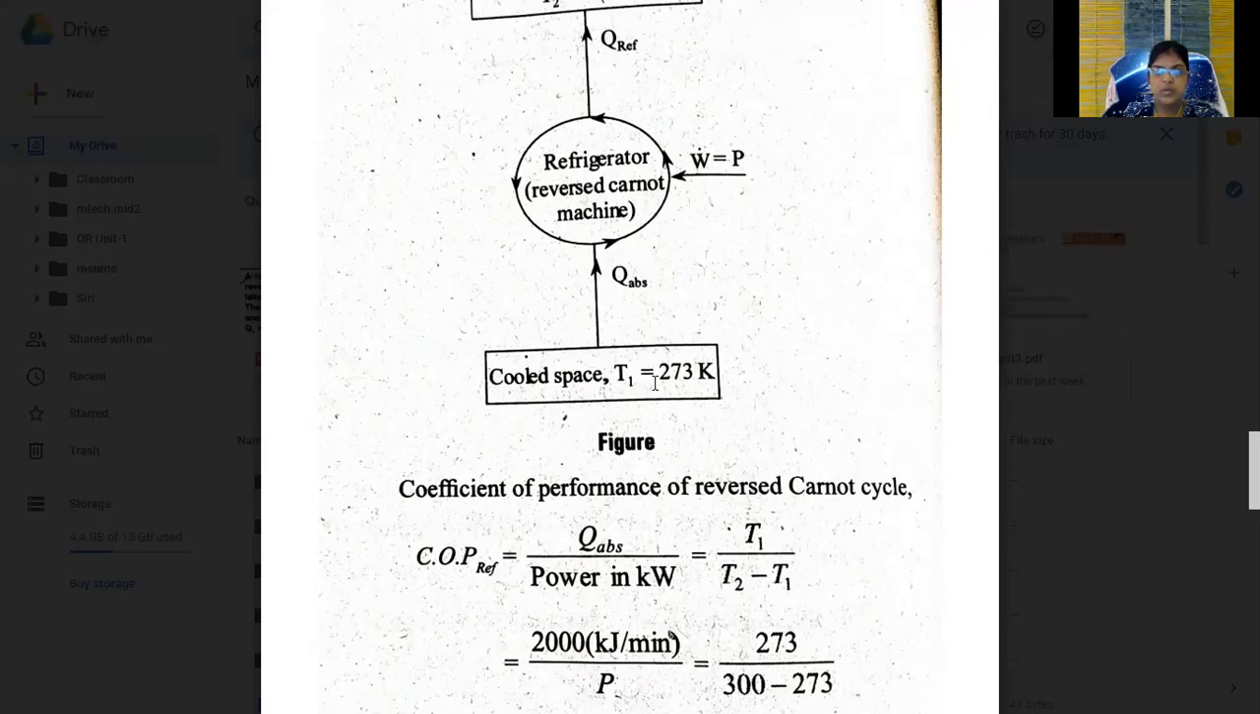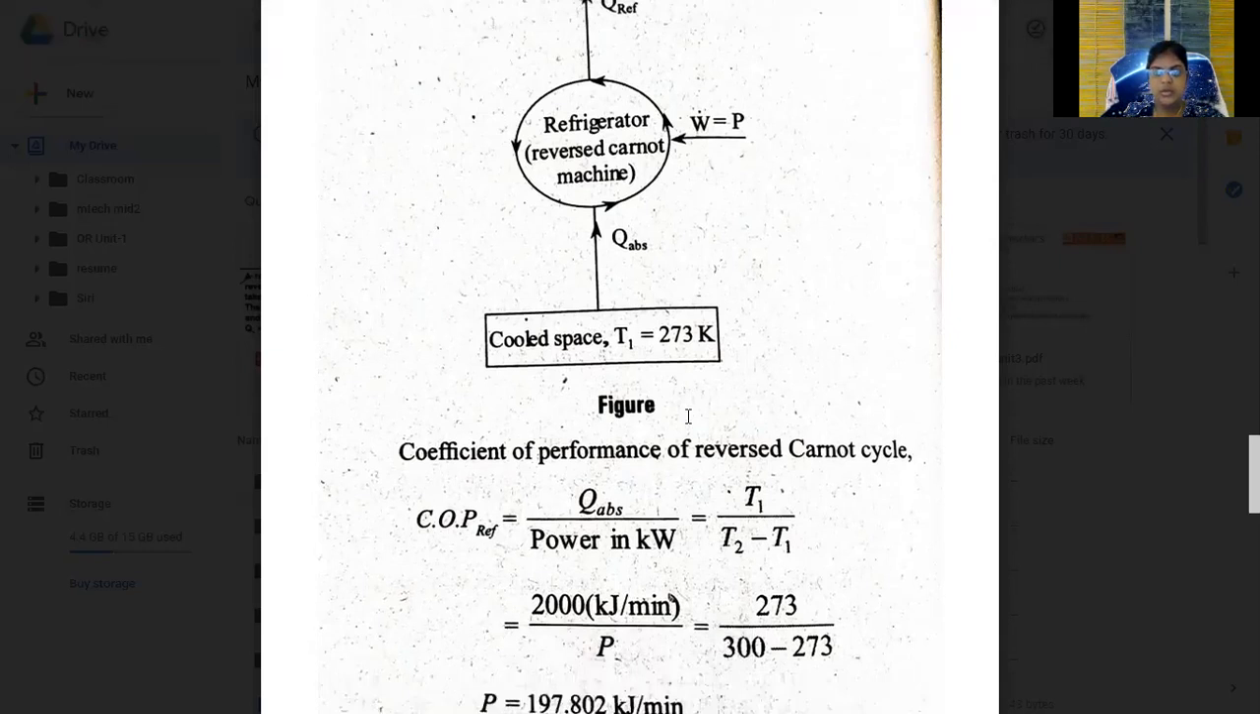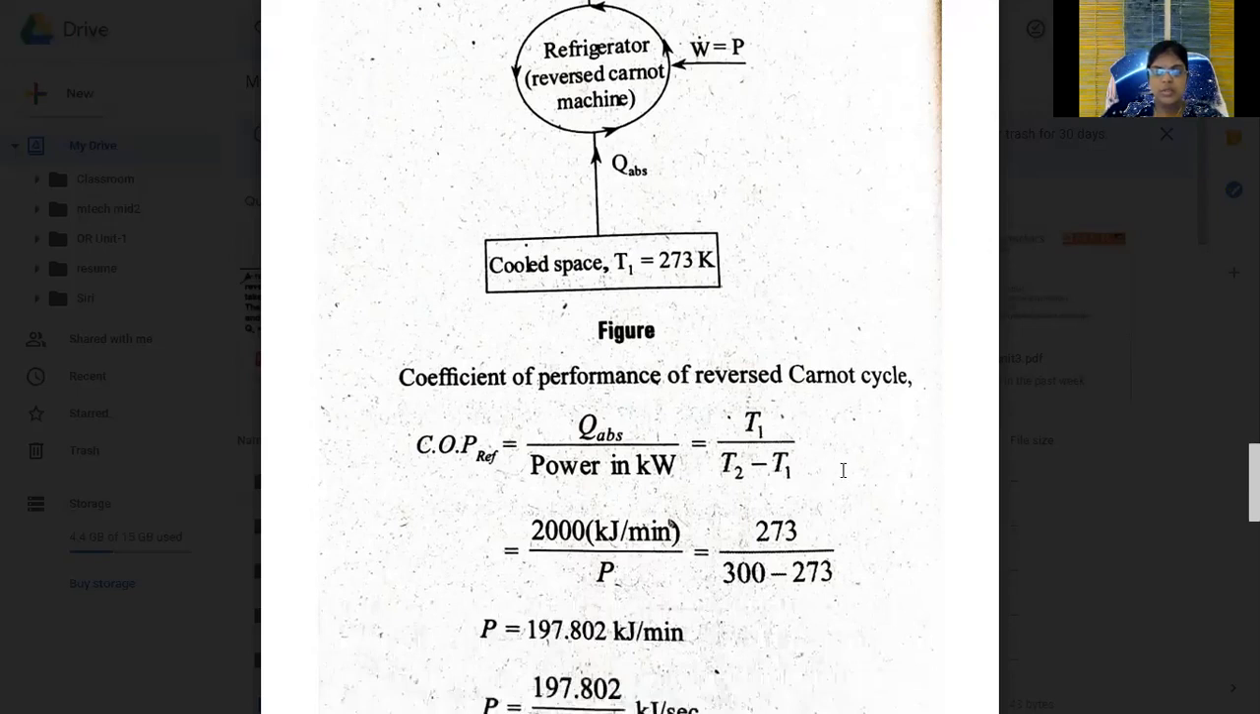So our desired effect for refrigerator is the sink. The sink is nothing but the cooled space. That is Q absorbed divided by power. So Q absorbed is nothing but, what is the temperature here? T1 by T2. So work done is nothing but T2 minus T1, higher temperature minus lower temperature. So T2 by T1, and we will take T1 by T2 minus T1.